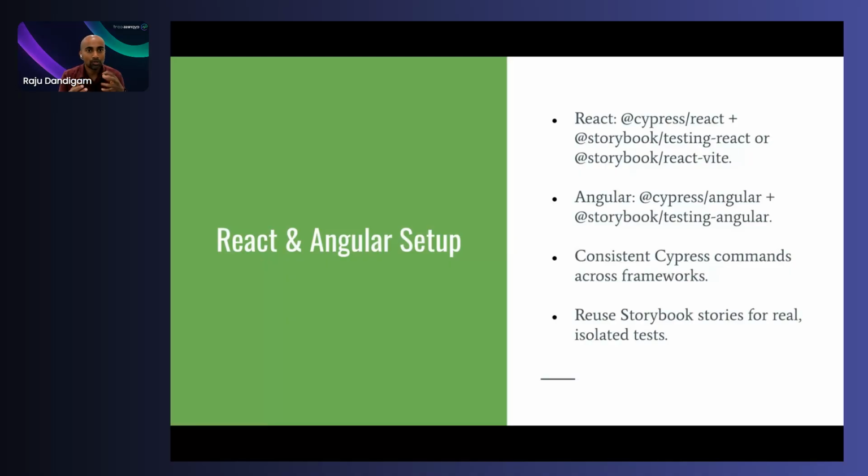So we also have Storybook testing React for React. For the latest version, we have Storybook React Vite if you are using React Vite, or if you are using another plugin, they have their own plugin related library. In this demo, I'm using React Vite. Angular also has similar libraries. So as we mentioned, we'll have consistent Cypress commands across the frameworks, and then we use the Storybook stories for the isolated test.